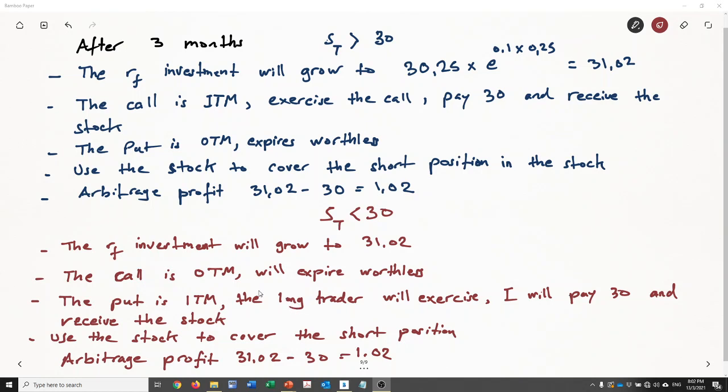which means he will sell me the underlying stock and receive 30, which means I will pay 30 and receive the stock. Okay, so I pay 30 and receive the stock. I will use the stock to cover the short position. By this, I conclude all the steps necessary to realize the arbitrage profit. My arbitrage profit will be 31.02 minus 30. I received 31.02. I paid 30, so net I will realize 1.02 as a profit.